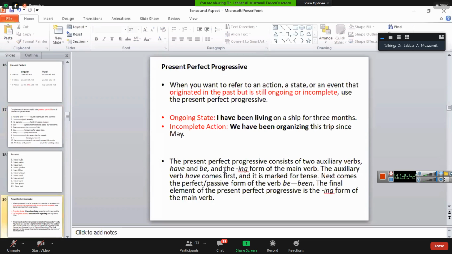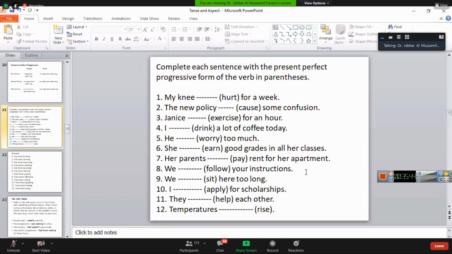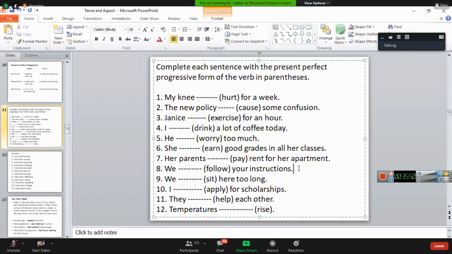Okay. We dash follow your instructions. What will be the answer? Present perfect progressive. What is the keyword? We will be following. We have been following. We have been following.